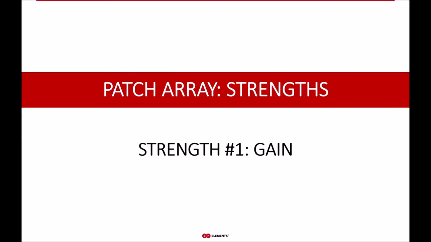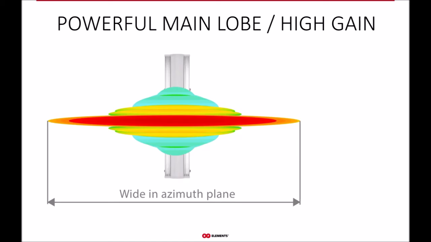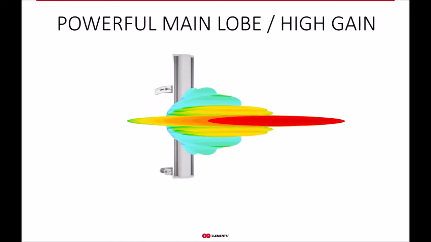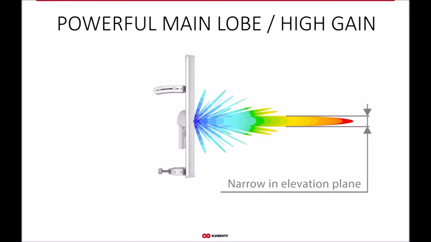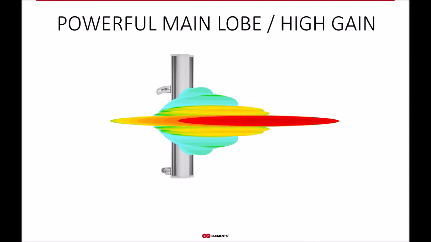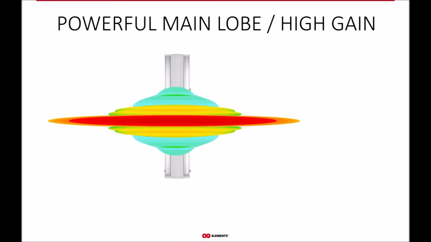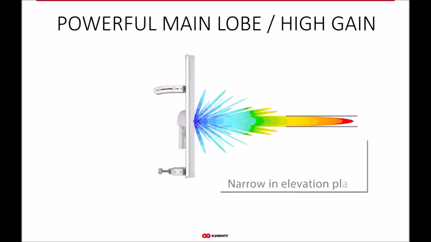So, going to the strengths of the patch arrays. The number one strength of patch arrays is their gain. It is super easy to keep increasing the gain with the number of patches in the array. An example of a radiation pattern of a typical patch array has a main beam, which is wide in the azimuth plane and which is good for the angular coverage. Despite that, you can theoretically grow the gain of patch arrays indefinitely.